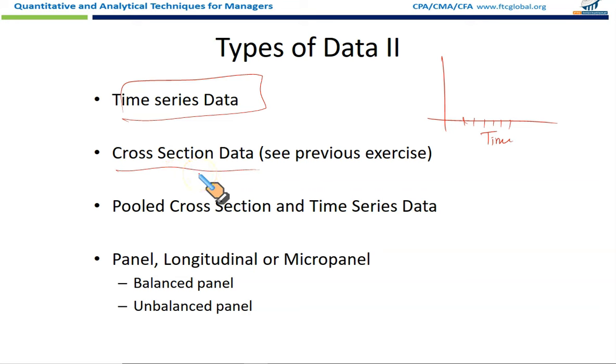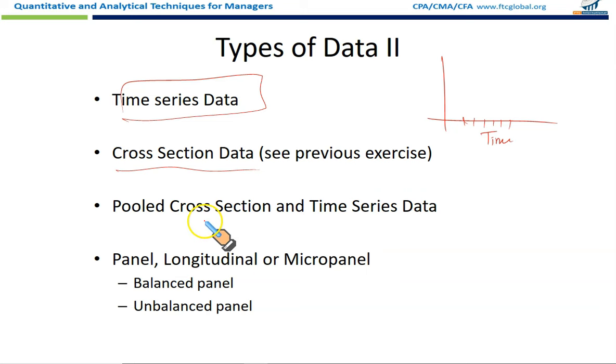Cross-section data, data collected at one point in time. We discussed this in the previous slide, showing the earnings and education levels of different individuals. Could be a snapshot of individual earnings and their years of education in a given year.